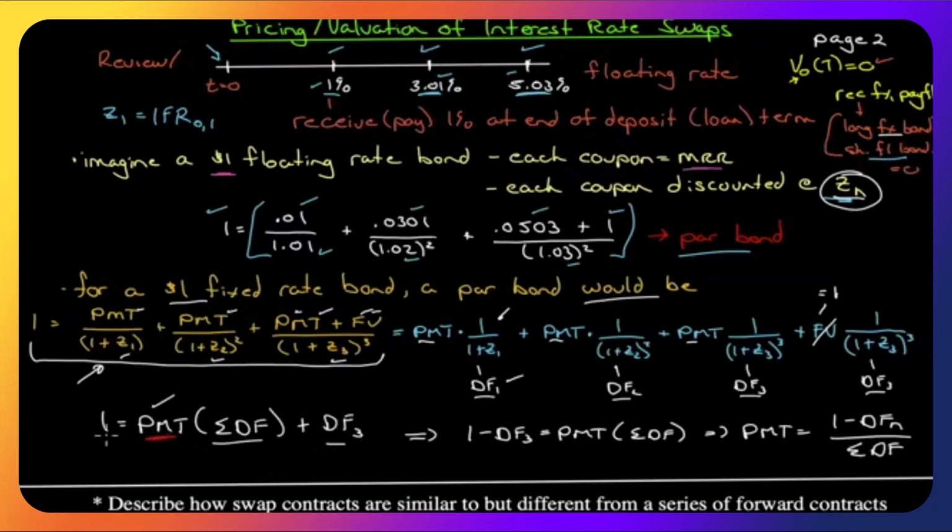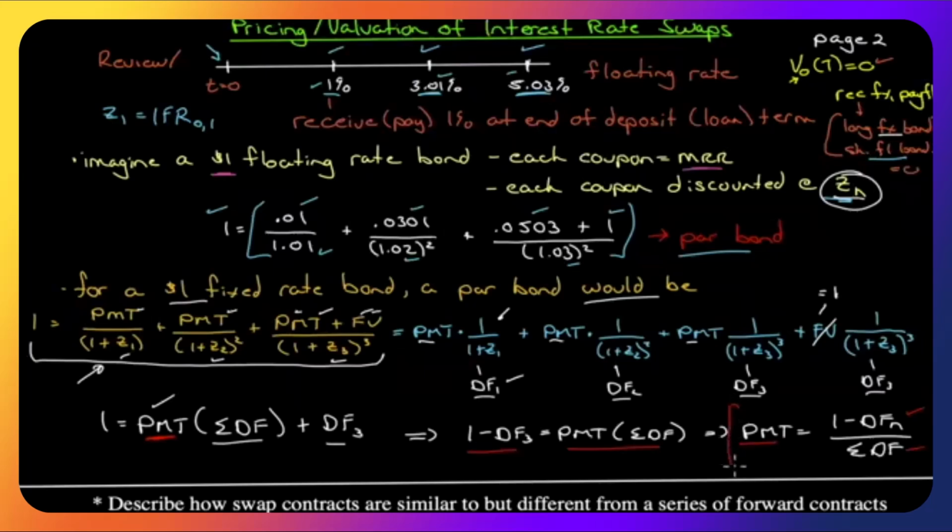So let's take DF3 to the other side. We'll have 1 minus DF3 equals payment times the sum of the discount factors. Divide through by the sum of the discount factors. The fixed payment is 1 minus the last discount factor over the sum of all the discount factors.